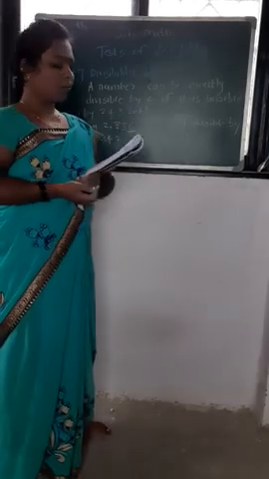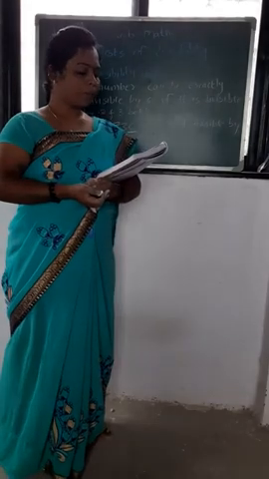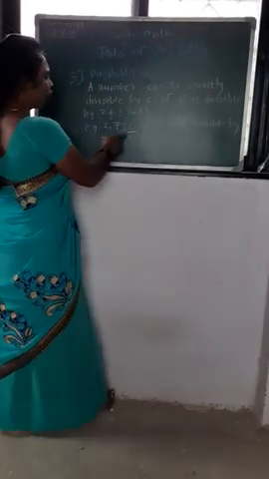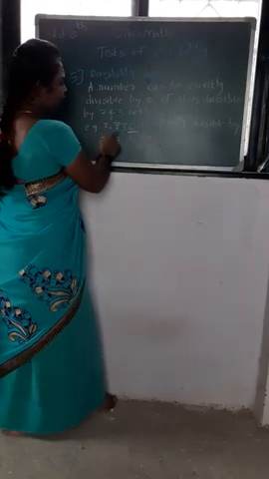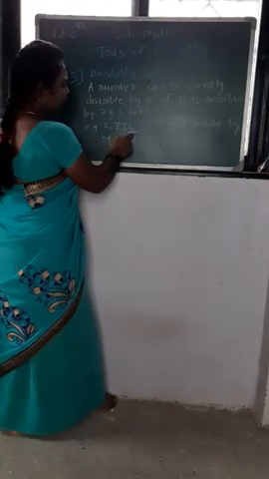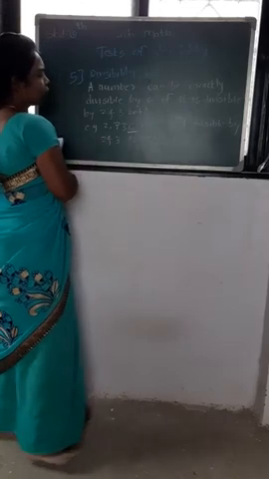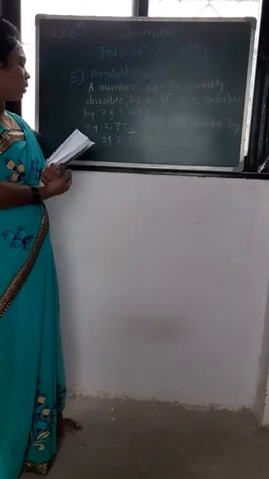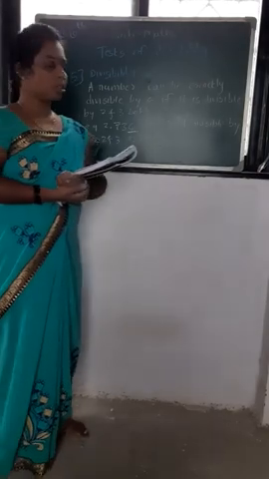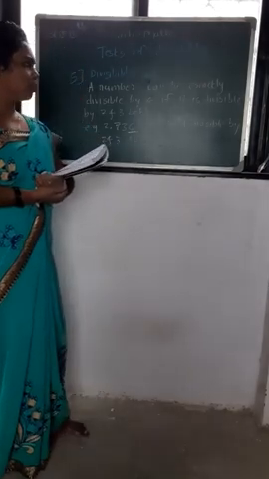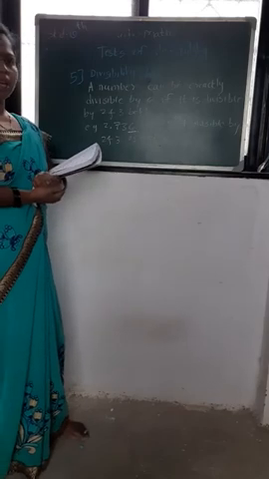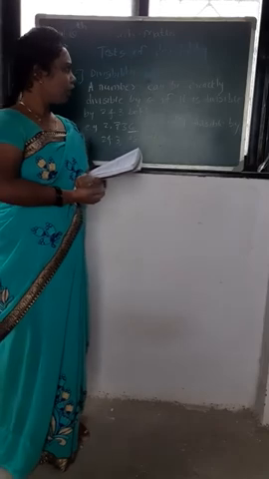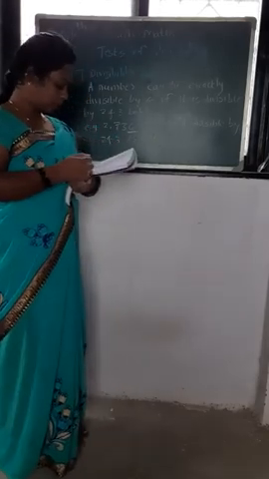And every number can be exactly divisible by 3 if the sum of its digits is divisible by 3. The sum of digits: 2 plus 7 is 9, 9 plus 3 is 12, 12 plus 6 is 18. 18 is divisible by 3. Then the number 2736 is exactly divisible by 2 and 3 as well. Then it is divisible by 6.